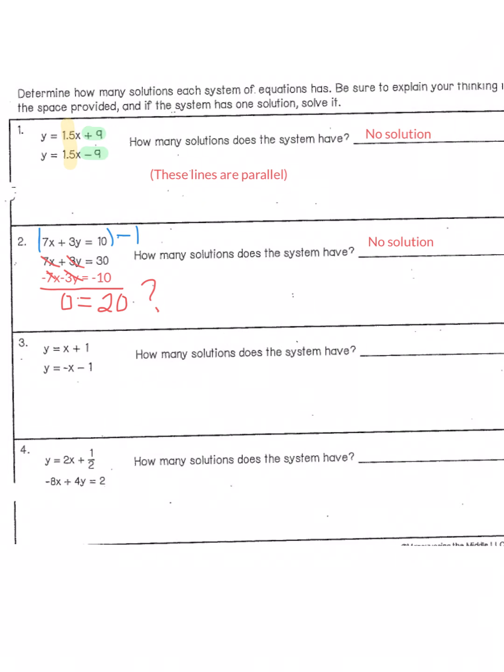Now let's look at number 3. I notice that my slope in the first equation is positive 1 and my y-intercept is positive 1. In the second equation, my slope is negative 1 and my y-intercept is negative 1. Therefore, since nothing is the same here, I know that I'm going to have one solution. So let's solve it. Normally when they're written this way, I would graph them, but they don't give me enough room. So I'm going to do the same thing I did in equation number 2. I'm going to combine them.